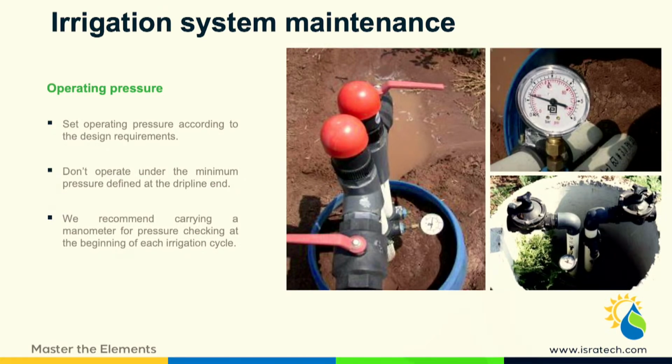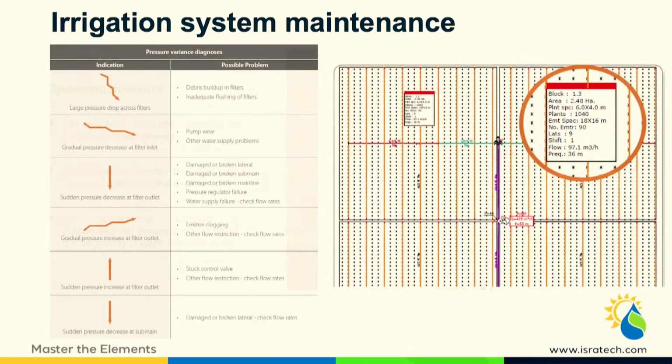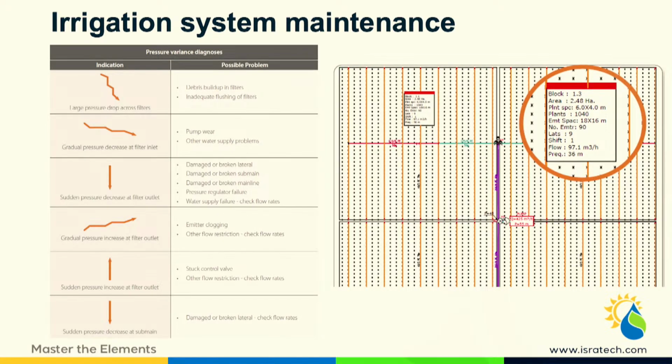I have to understand my system. I have to understand how my system is performing. And we are going to have certain indicators. When we designed a project, we include the required pressure in every single point. We include what is the pressure requirement on a certain valve.